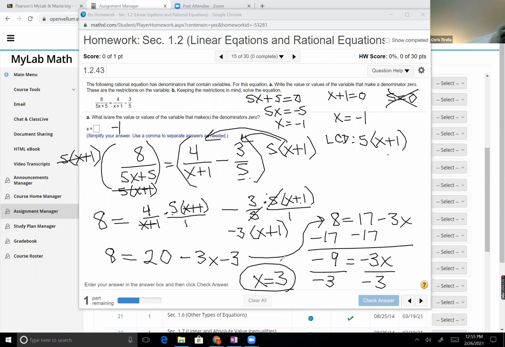And then I always want to compare that to the value that I must exclude, because 3 is not in the list of values to exclude. It will most likely check. Is that one all right? Any questions?